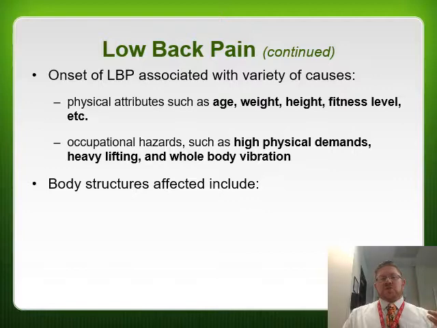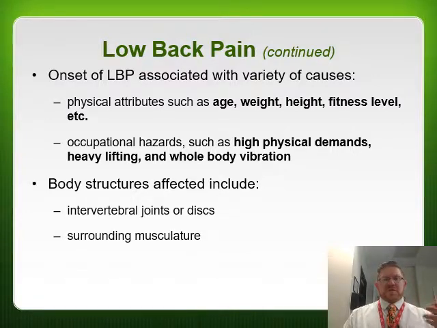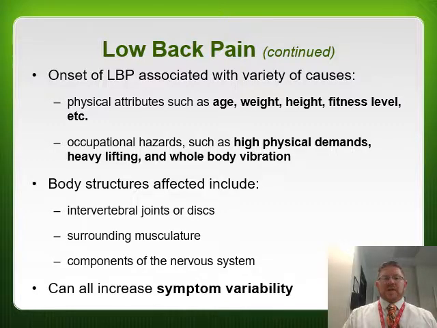The body structures that are affected include your intervertebral joints or discs, your surrounding musculature in the area, your components of the nervous system, so actually your nerves can be affected, and that causes variability in the symptoms. So it's not quite the same for every single person that is afflicted with it.